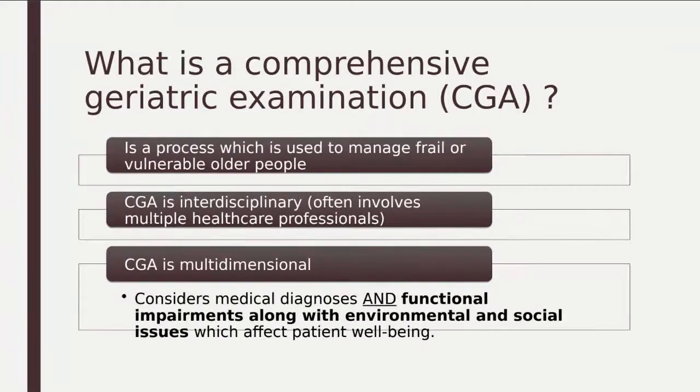So this slide goes over what a comprehensive geriatric examination is. It's interdisciplinary, so it's going to involve multiple healthcare professionals. So this may be the time where you're sending out referrals. For example, we had somebody and we realized, wow, I don't think they can see very well. We might need to get you back to your primary care physician so they can evaluate your hearing, or we're going to send you to an optometrist. All right. And it's going to look at functional impairments along with environmental and social issues.